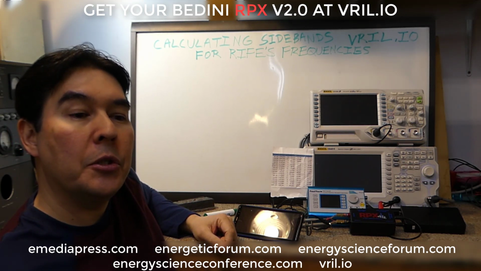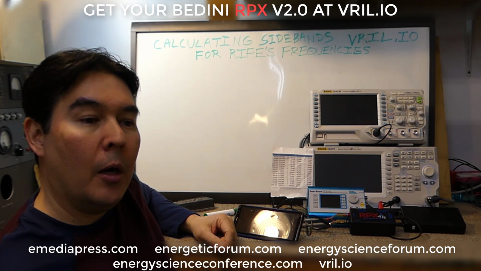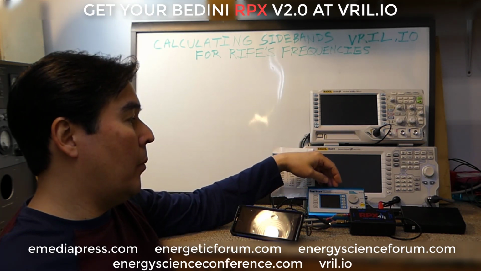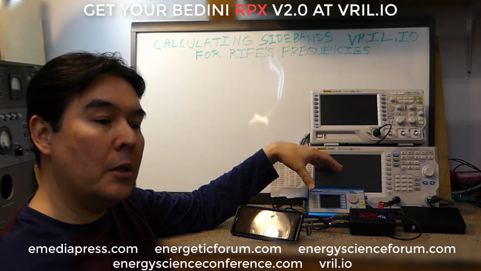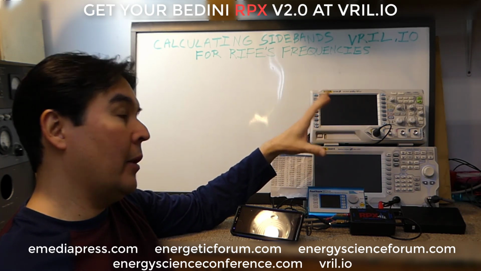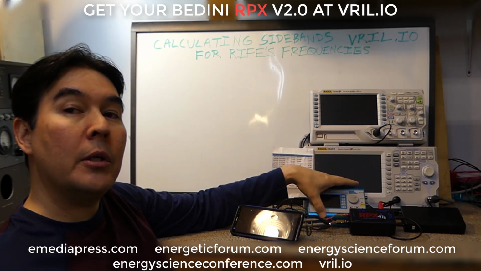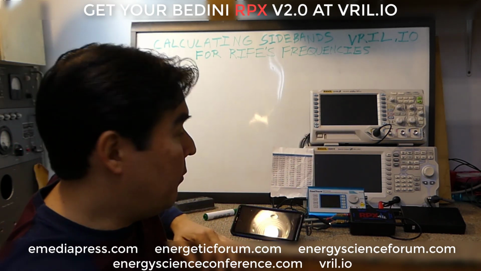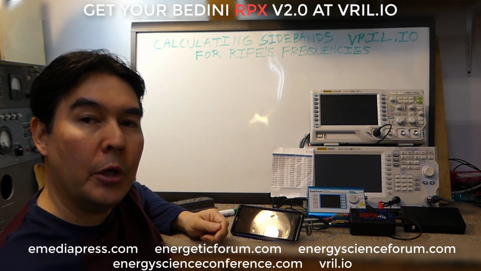What we're going to be doing in this video is I'm going to show you how to calculate the sidebands for Rife's frequencies, because there's a lot of misinformation out there about Royal Raymond Rife's technology. A lot of companies are selling signal generators claiming you can just put the Rife frequency in there and that output is supposed to replicate a Rife machine, and nothing could be further from the truth. Those are basically scams based on either ignorance or deception, one or the other, and have absolutely nothing to do with Rife.